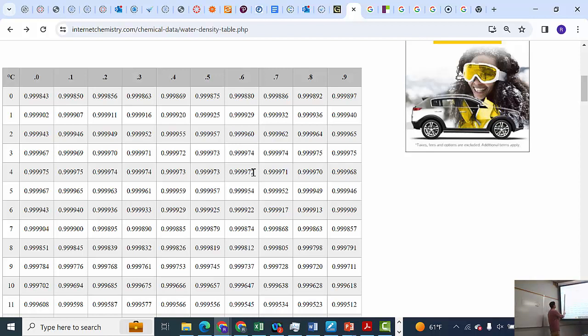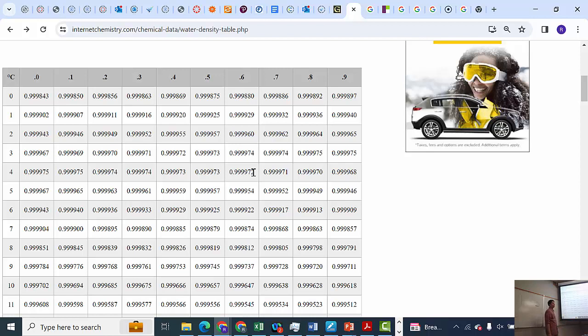Okay, this is just 6 sig figs. To 5 sig figs, what would the density of water be? 0.99984. To 4 sig figs, what would it be? 0.9998. To 3 sig figs, what would it be? 1.00 to 3 sig figs.